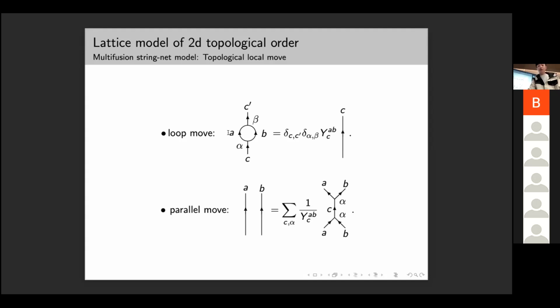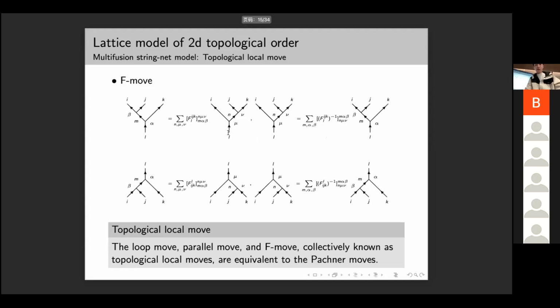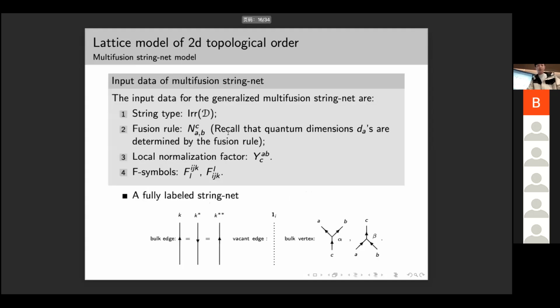The first one is that we can remove the loop. The second one is that we can transform these parallel strings into the right hand side. And the last one is the F move. And it is well known that these three local moves are equivalent to the Pachner moves.